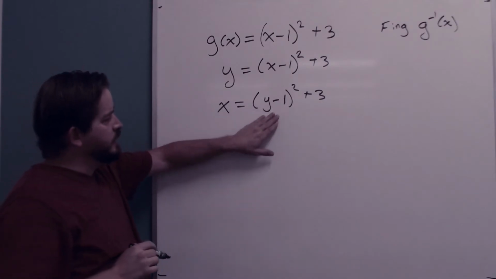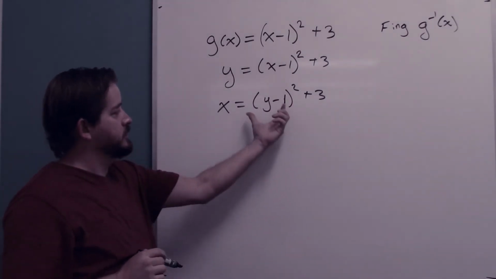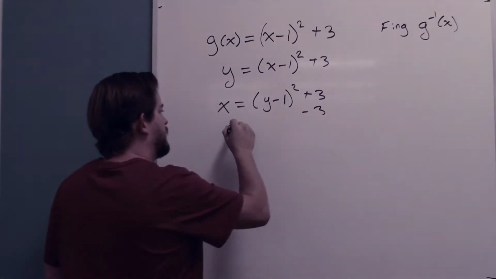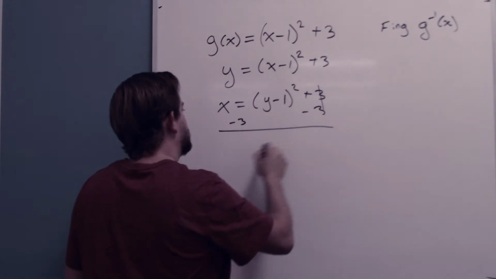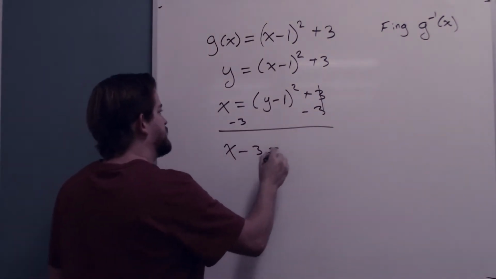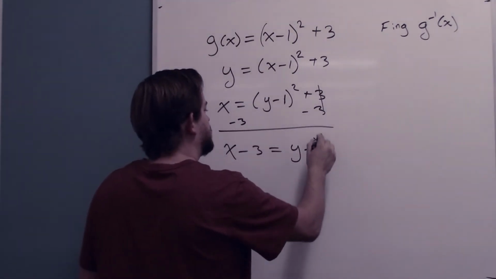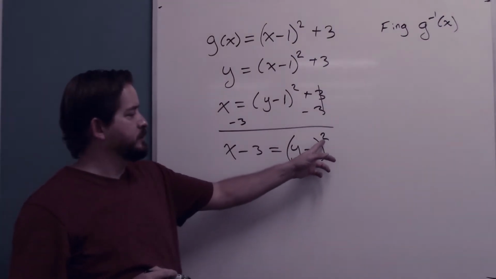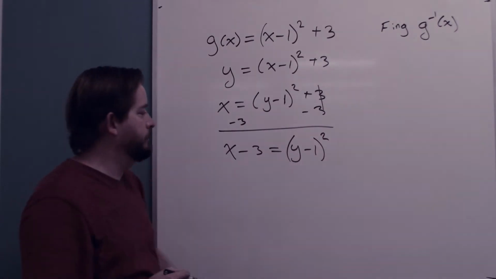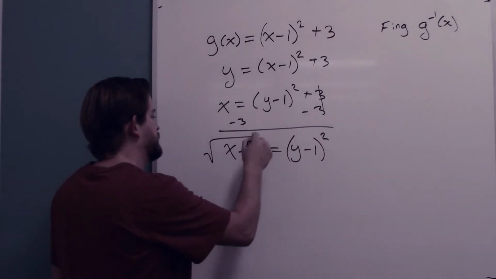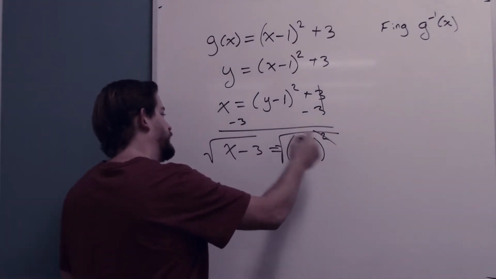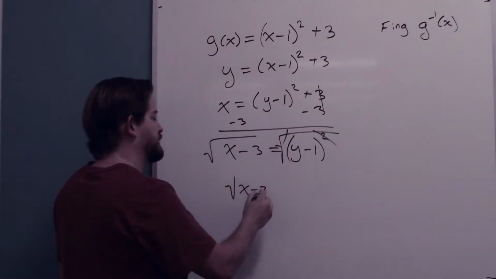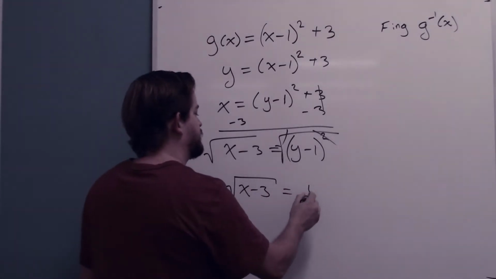The easiest way to get this y alone is to get this term here alone, and I would subtract 3 to do that. So I'm going to pick out the easiest thing to do. That leaves me with x minus 3 is equal to y minus 1 squared. I can't really mess with what's inside the parentheses, but I can take a square root. So I take the square root of this, the square root of this. The square root kills the square on the right hand side. So I have the square root of x minus 3 is equal to y minus 1.